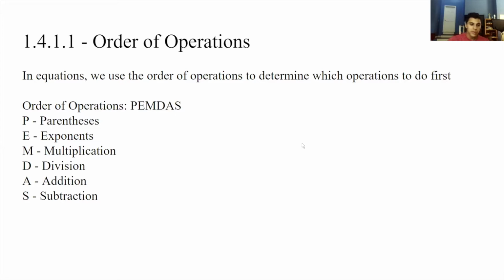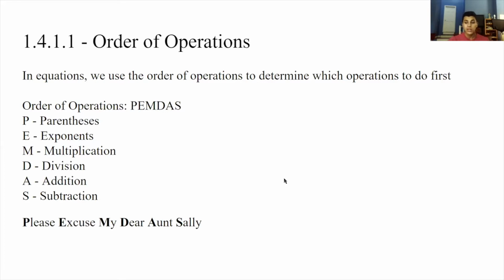So a good way to remember PEMDAS is, please excuse my dear Aunt Sally, because each word starts with the first letter of each operation that you have to do in the order of operations, in order. So please would be P, and that's parentheses, E would be exponents, M would be multiplication, the D in dear would be division, A in aunt would be addition, and S in Sally would be subtraction. So please excuse my dear Aunt Sally.